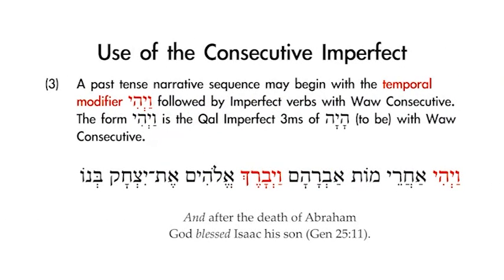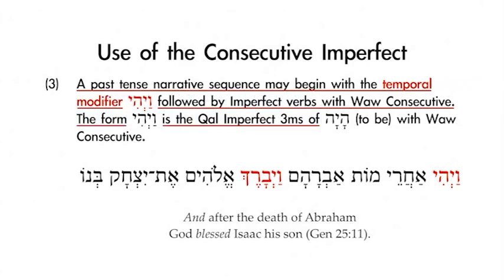And thirdly, a past tense narrative sequence may begin with the temporal modifier vayhi, followed by imperfect verbs with waw consecutive. The form vayhi is the qal imperfect 3ms of hayah, the verb to be, with waw consecutive. Let's consider our example below. Vayhi, that's the temporal modifier, acharei mot Avraham vayvarekh Elohim et Yitzchaq beno.